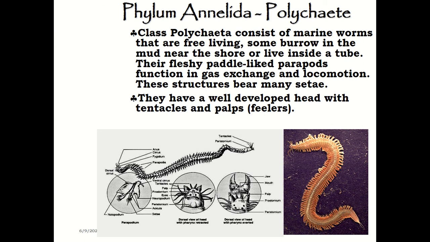Next, we're going to look at the class Polychaeta of phylum Annelida. They consist of marine worms that are free-living, and some of them burrow in the mud near the shore or live inside tubes. They have fleshy, paddle-like parapodia. This one is a parapodium, which functions in gas exchange and also locomotion. This structure bears many setae, and they have a well-developed head with tentacles.